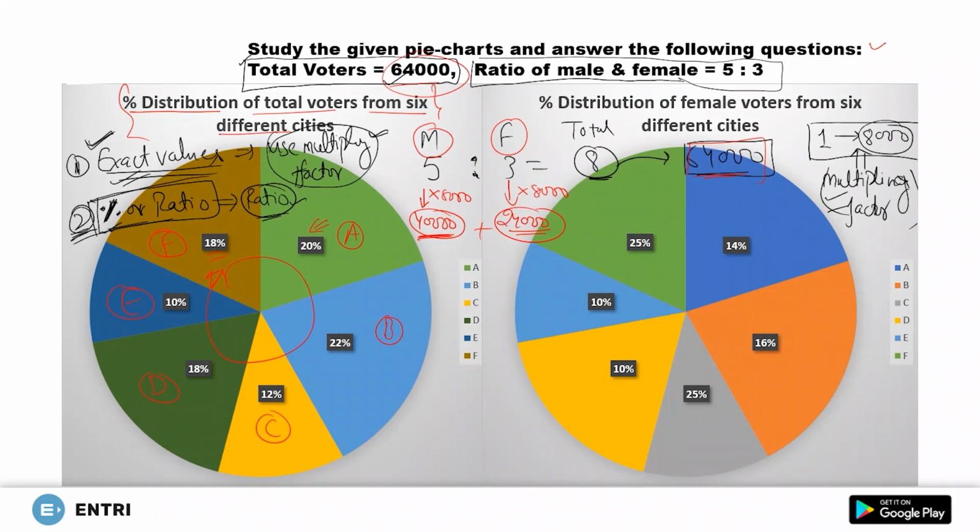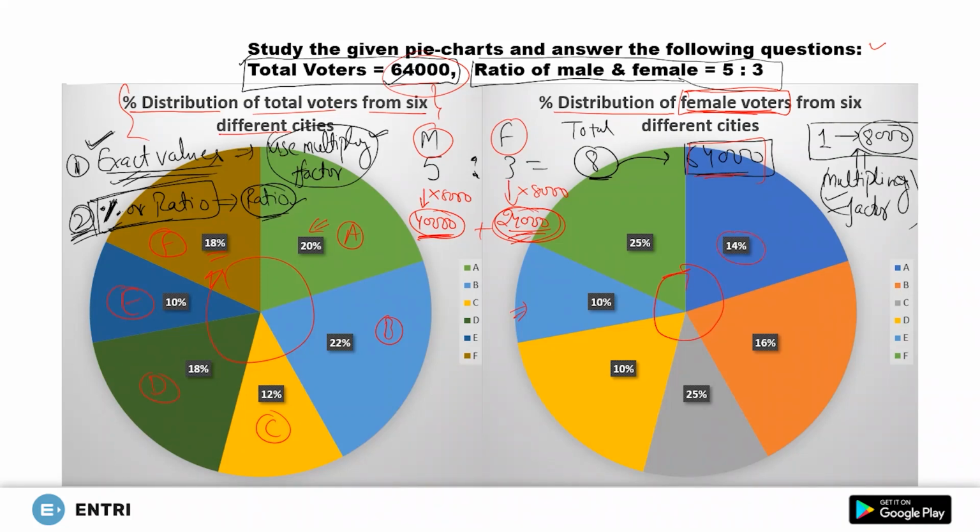And what is in this second pie chart? This second pie chart is the percentage distribution of female voters. Just focus on this, female voters from 6 different cities. You know the total female voters are 24,000. So these 24,000 are distributed here.